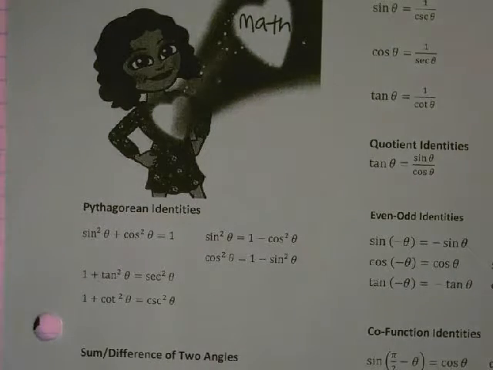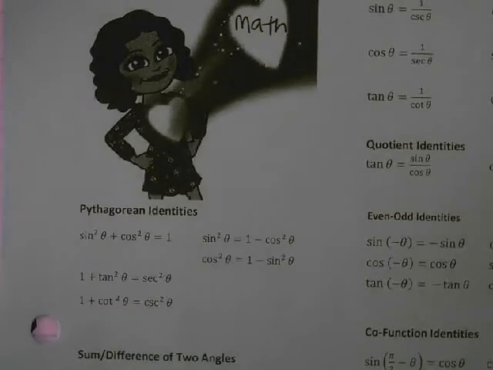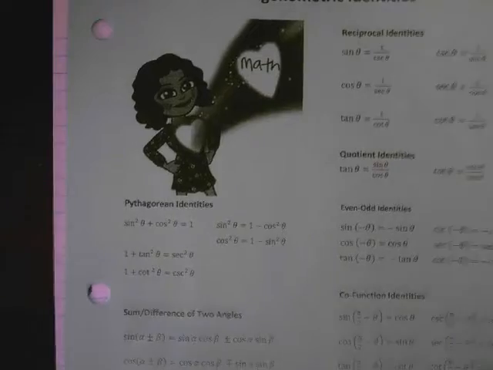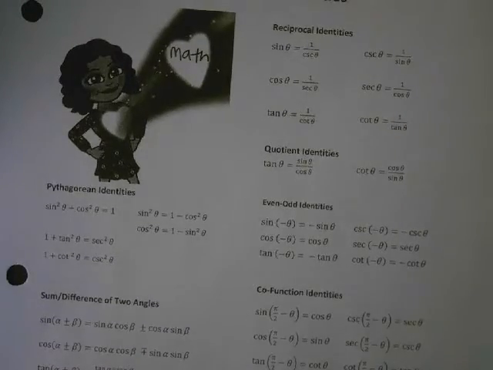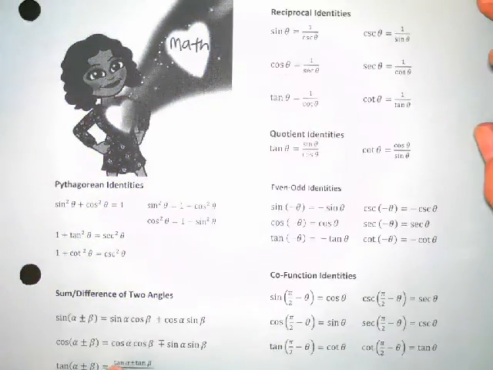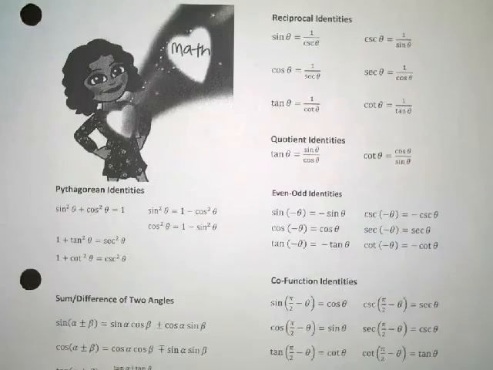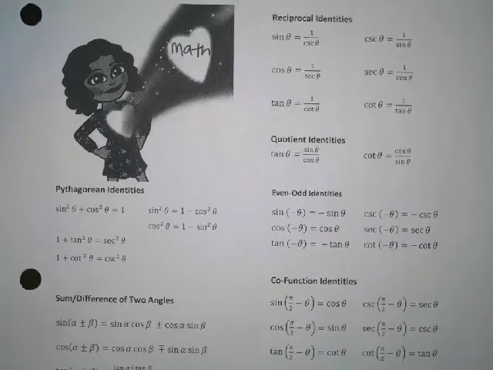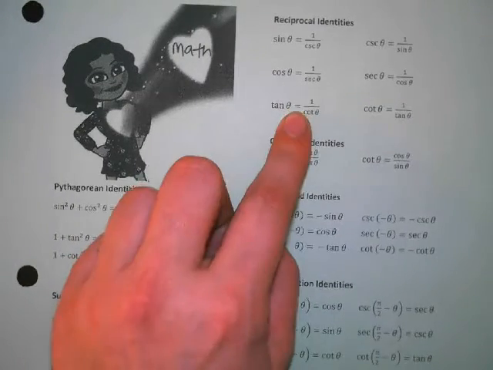So for the next part of the unit, what we're going to be doing is we're going to take expressions that are in trig and we're going to simplify them. So this right here has all of the basically legal math substitutions you can make with something. So these are called the reciprocal identities.